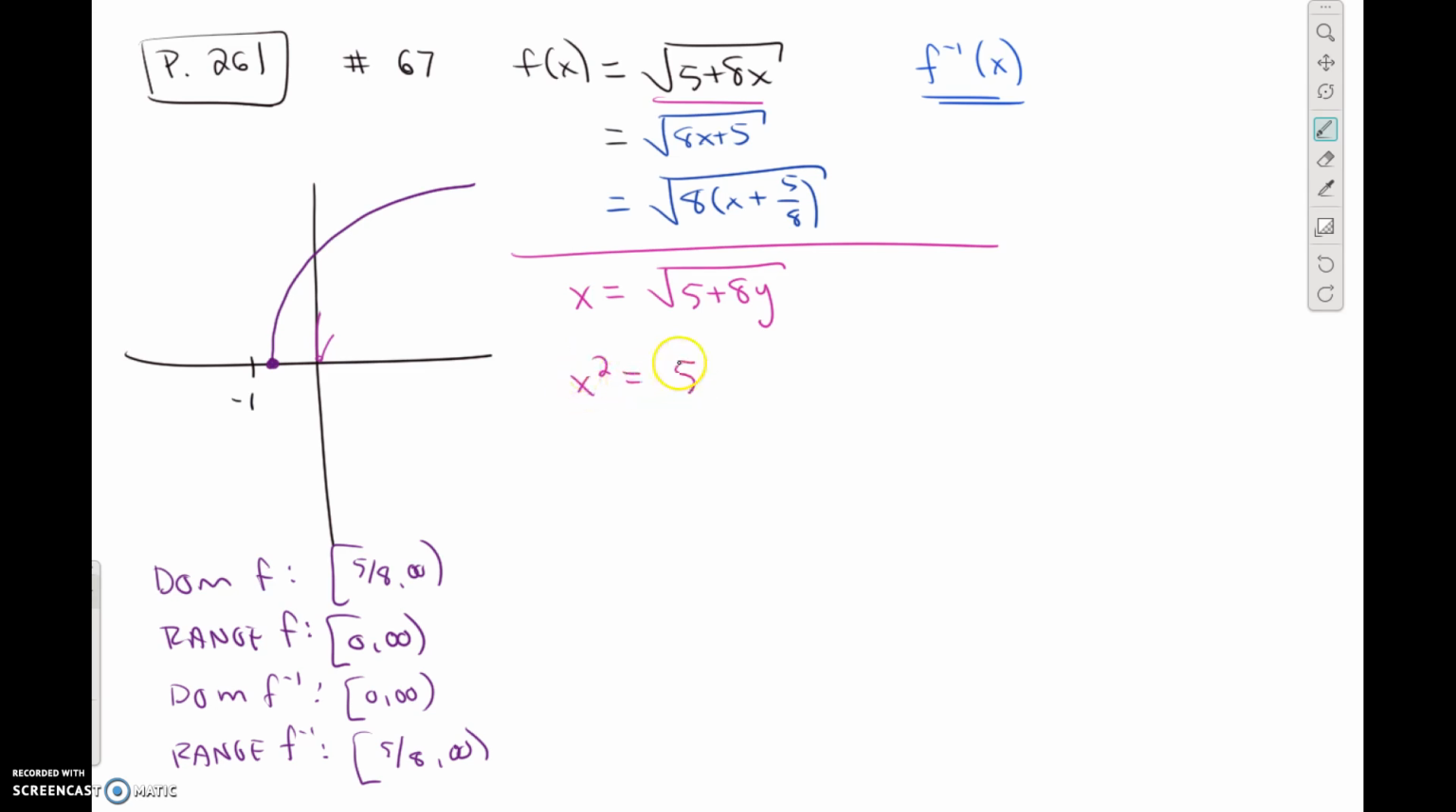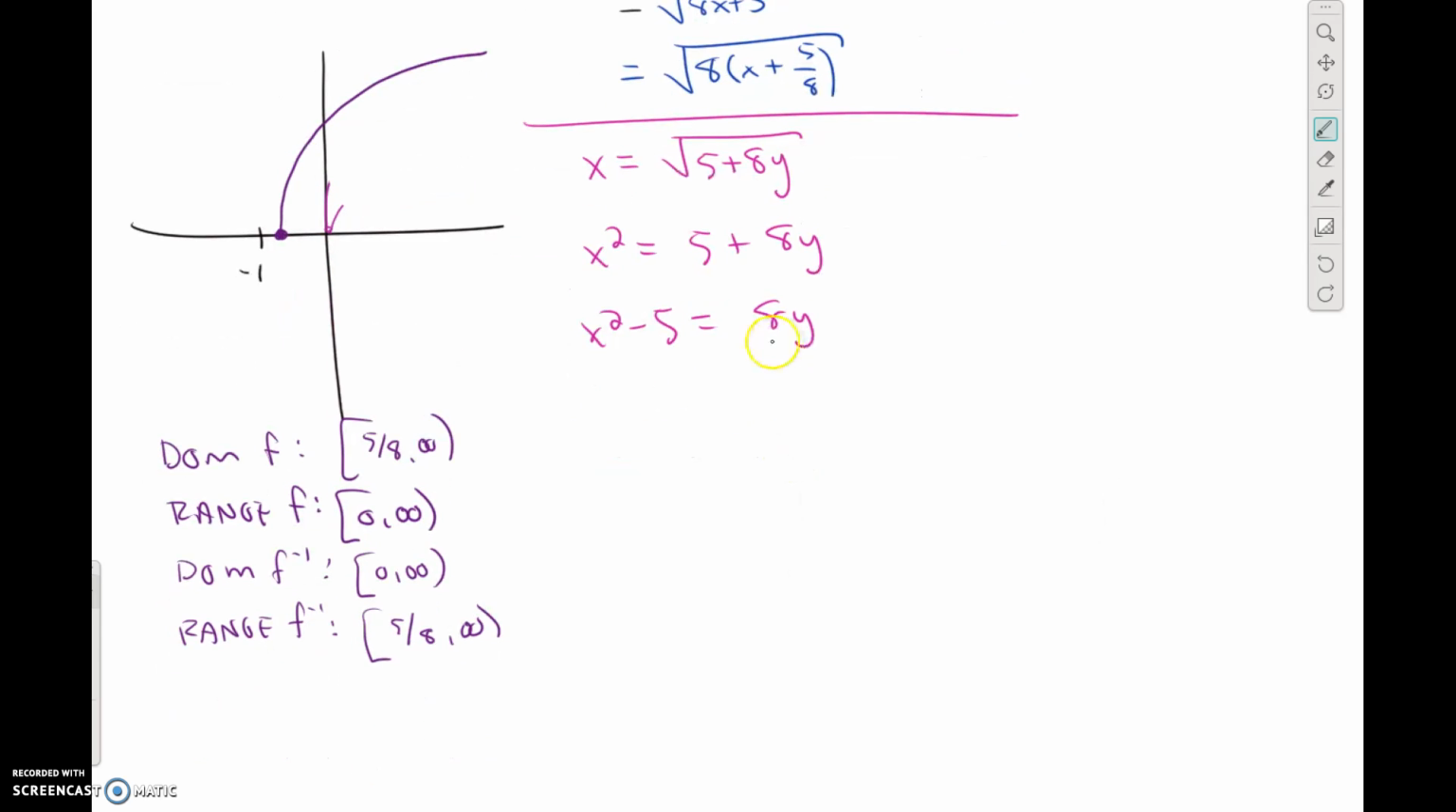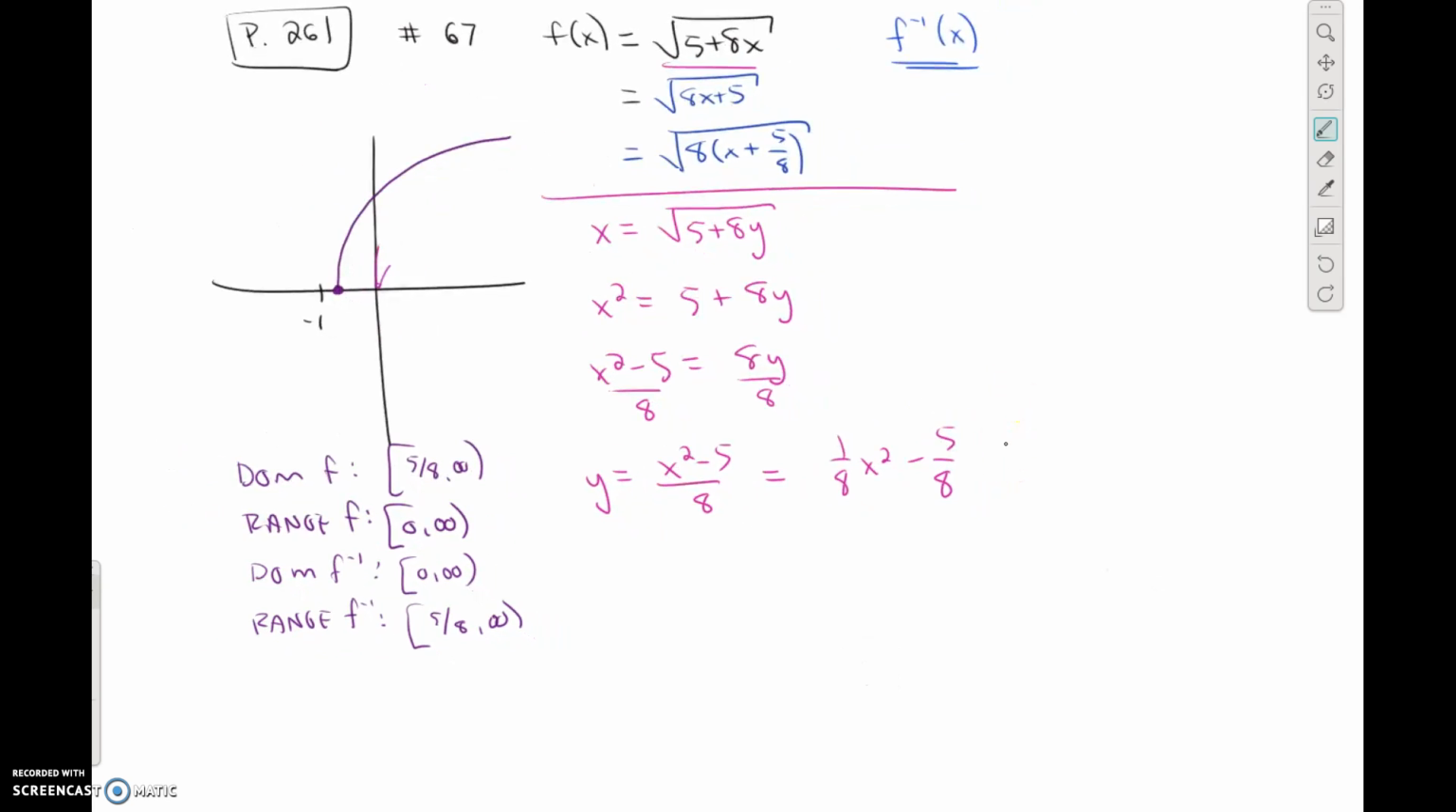x squared equals 5 plus 8y. Subtract 5. x squared minus 5 equals 8y. Divide by 8. y equals x squared minus 5 over 8, or 1/8 x squared minus 5/8. So that's my inverse function. However, I think I'm going to have a domain problem here. So f inverse of x equals 1/8 x squared minus 5/8.